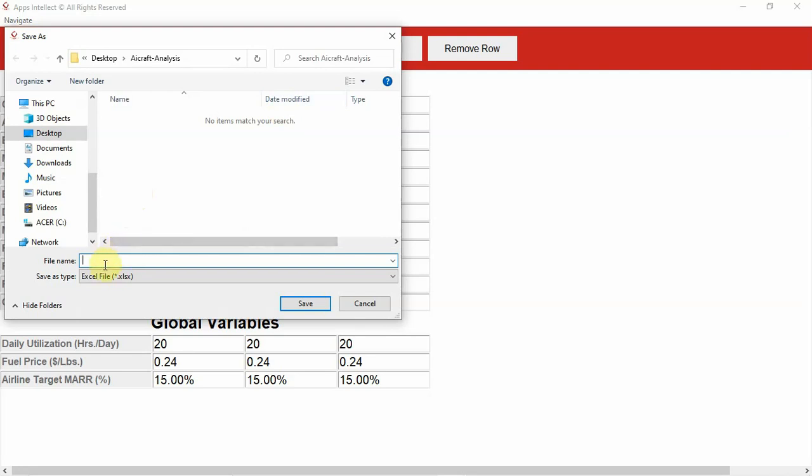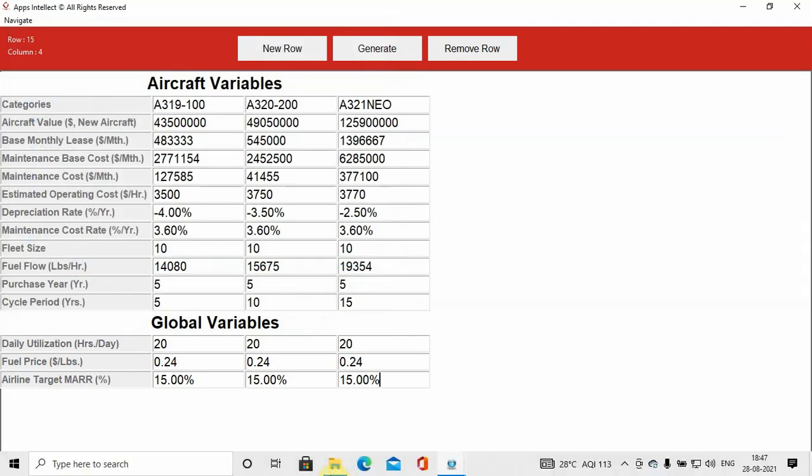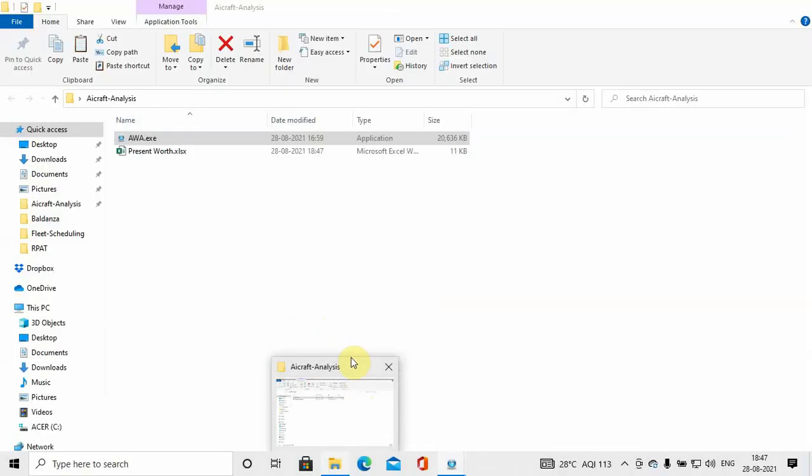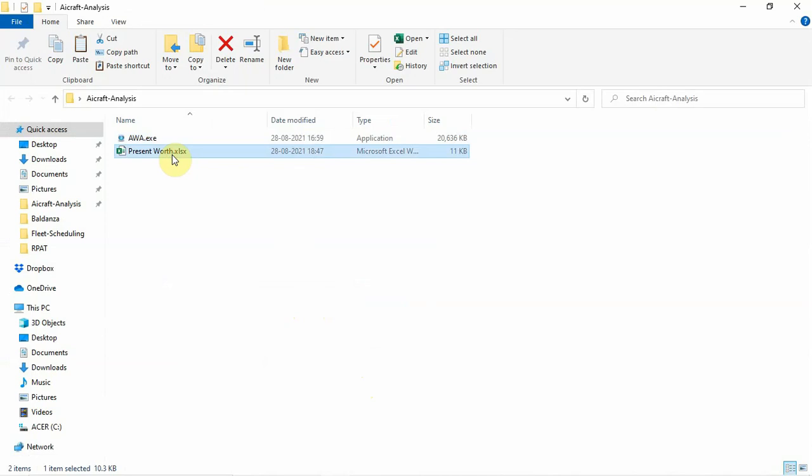We'll save this file as present worth, and this will be in Excel format. We'll just click on it and go have a look. Yeah, the present worth Excel file is generated, which will give us the detailed report.